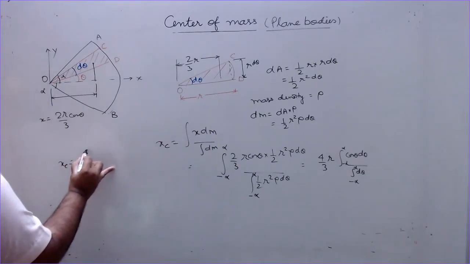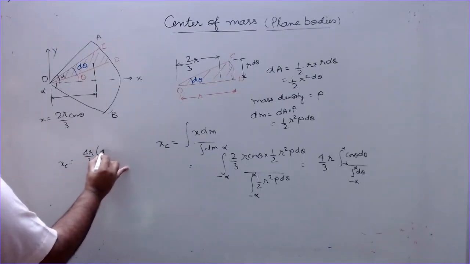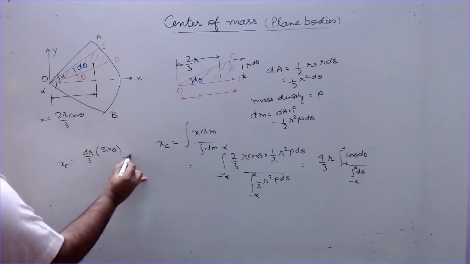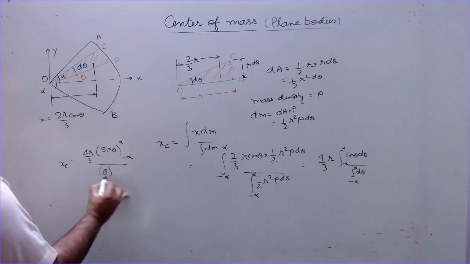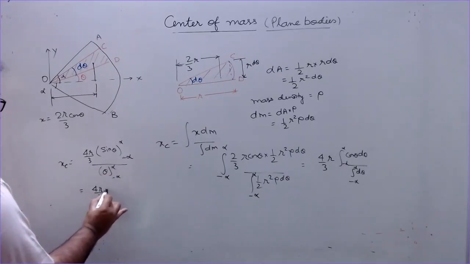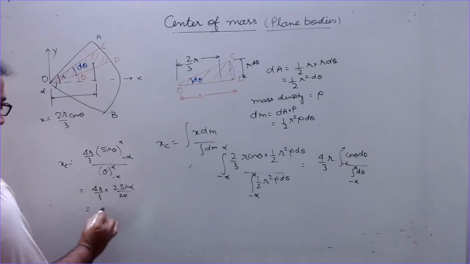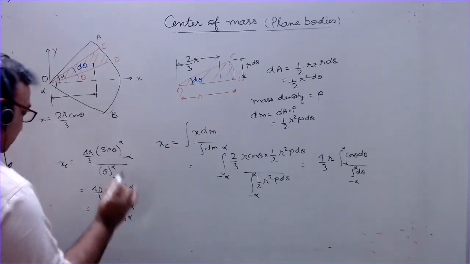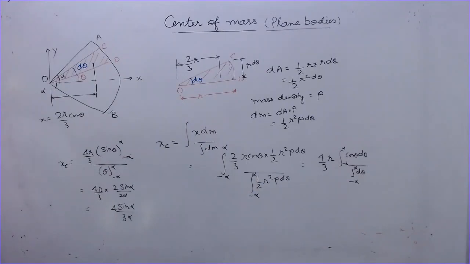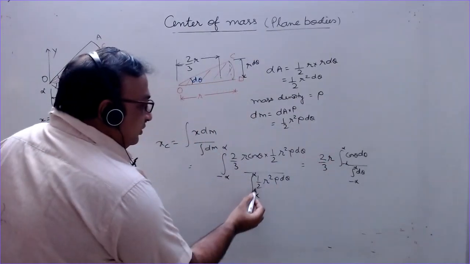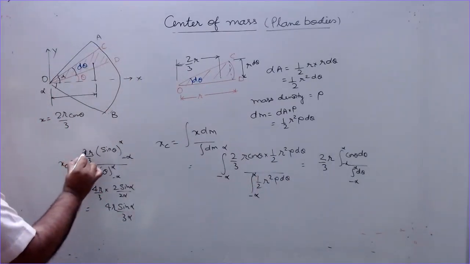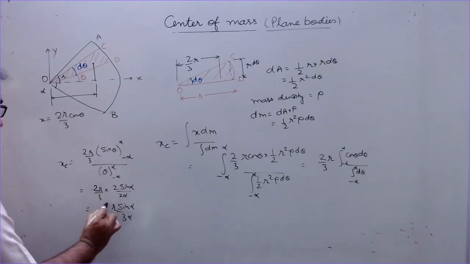Or xc is 4r by 3 sin theta from minus alpha to alpha divided by theta from minus alpha to alpha. That is 2 sin alpha divided by 2 alpha, or this is 4r sin alpha divided by 3 alpha. I think here we should have 2r by 3 because this 1 by 2 will be cancelled. So this is 2r by 3, 2r by 3. So finally it is 2r sin alpha divided by 3 alpha.